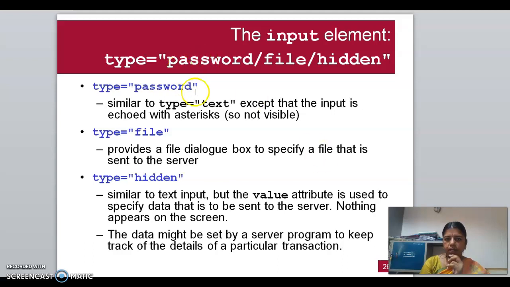Next one is password, that is, whatever information we give in the text box, asterisks will be displayed, not the text. It is used for information that should not be visible to others. For that we have to use password, which is in encrypted form. And if you want to upload any file or something like that, we have to use type is equal to file.